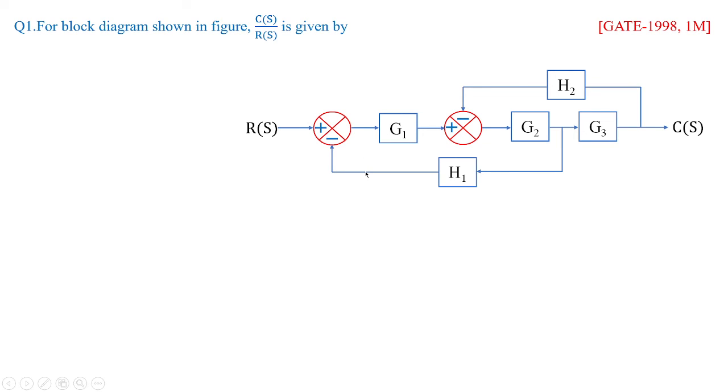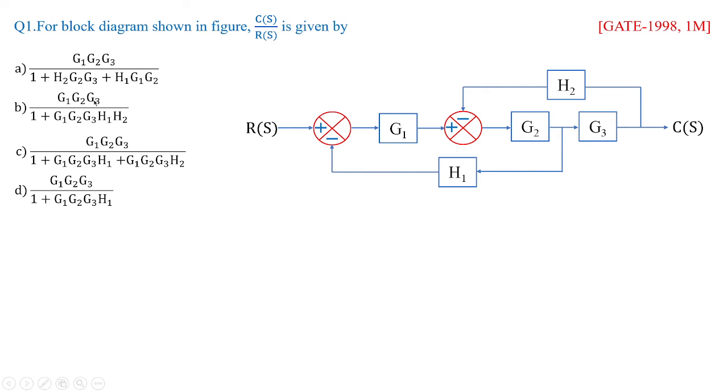We'll follow the rules to solve this problem, and options were given here A, B, C, D in following ways. These are known as the transfer function. C of S by R of S is nothing but it's known as a transfer function. What is transfer function? Exactly basic details of transfer function we are going to see in our further classes. So we'll go with the solution of this block reduction by taking one step.